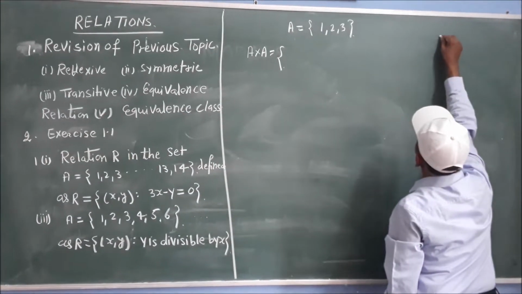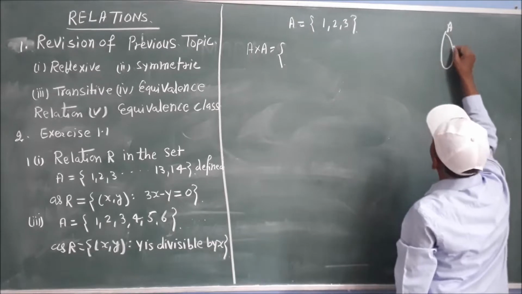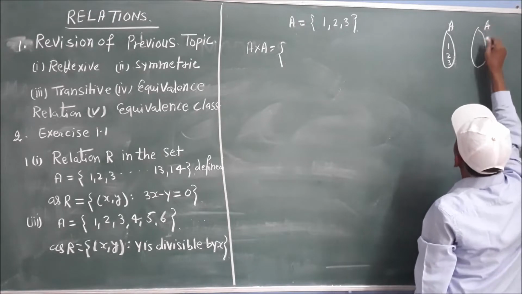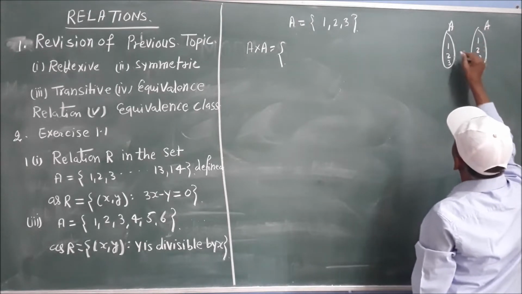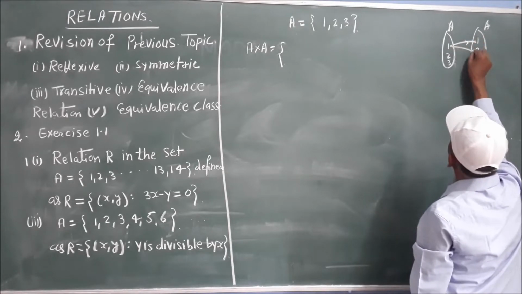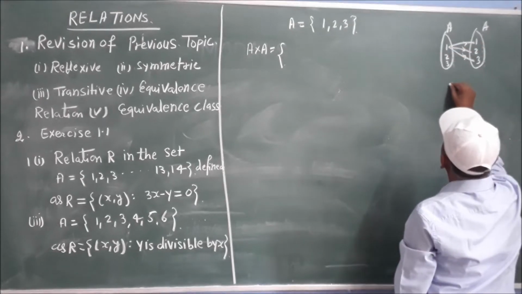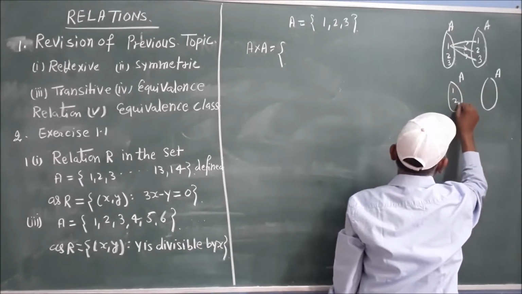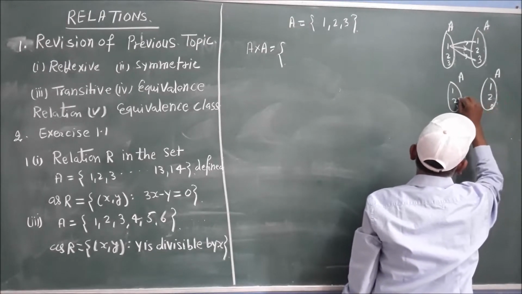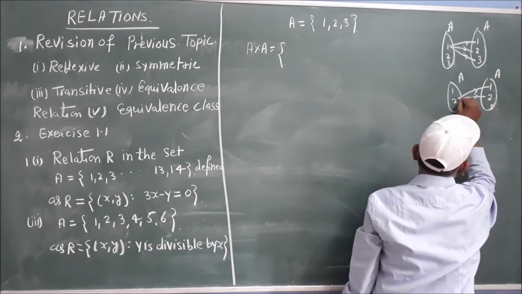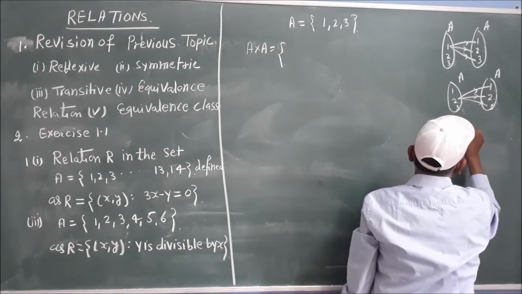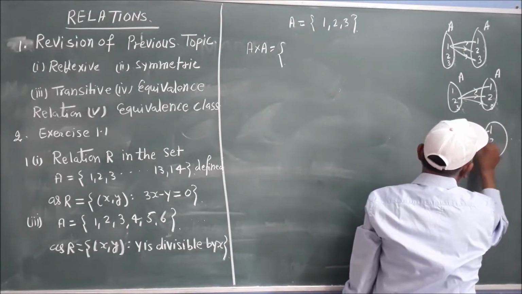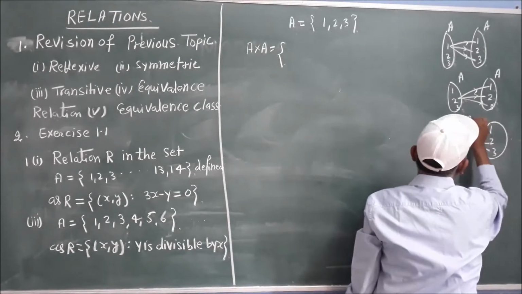So you can make the diagram like this. Here is a set A and its elements are 1, 2, 3. And again take a set A and its elements are also 1, 2, 3. So the first element of A is associated with all elements of A. And in the second diagram, again you take A and show 1, 2, 3, 1, 2, 3. So the second element of A is again associated with all elements of A. And third is 1, 2, 3, 1, 2, 3. So the third element of A is again associated with all elements of A.